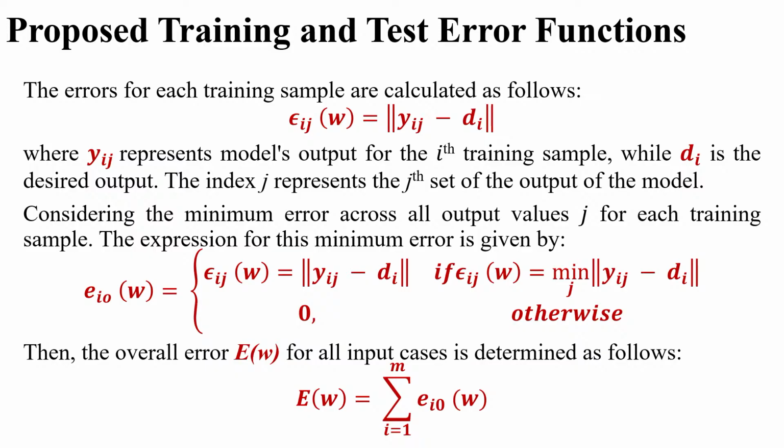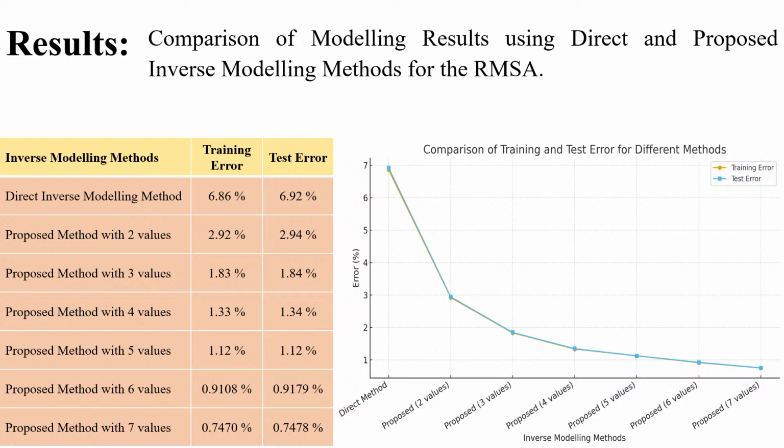This is the proposed training and test error function which we used, and this is the result. As you can see in the graph, this is the comparison table of different methods, the direct method and the proposed inverse modeling methods of the rectangular microstrip antenna. The graph decreases very sharply, and at the proposed 7 values, we are getting the minimum error, 0.7478. Thank you.